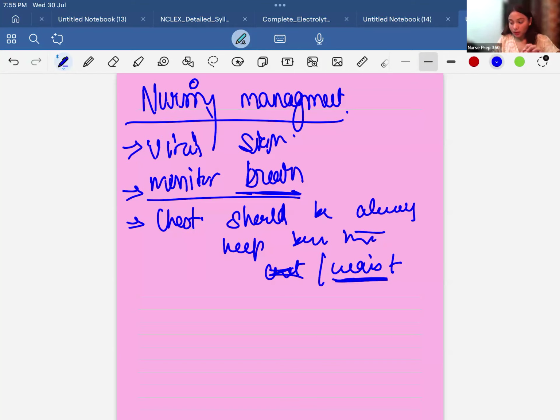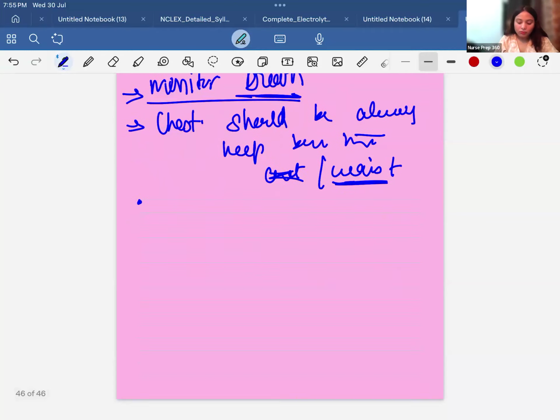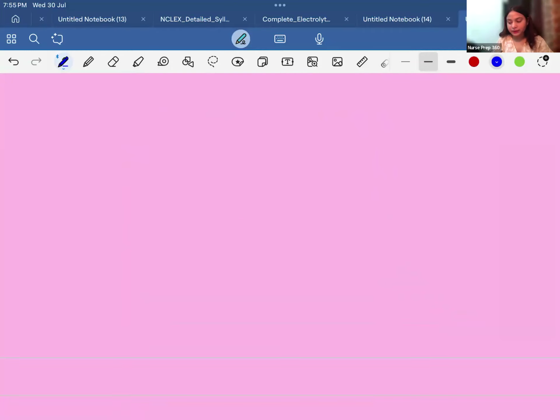Next, check the insert site. Any leakage or any oozing. So the tube insert site, we need to check for any oozing. You're going to check the patient overall.